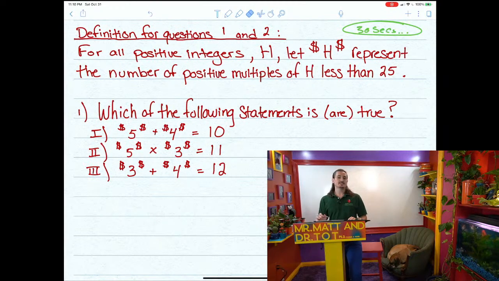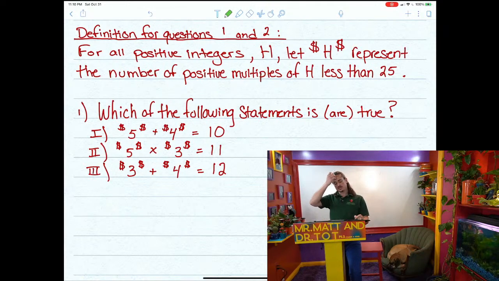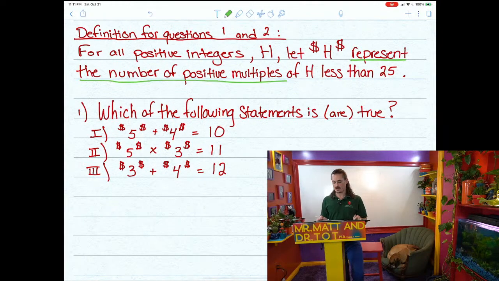Okay, so obviously dollar sign, some number, dollar sign is not a real mathematical symbol or operation. But that's okay. They define the symbol here to represent the number of positive multiples of h less than 25. So whenever they wrap dollar signs around some number that they're calling h, it no longer represents the value of that number. It represents instead the number of positive multiples of that number, h, less than 25.